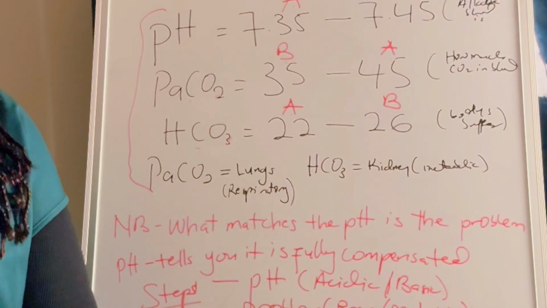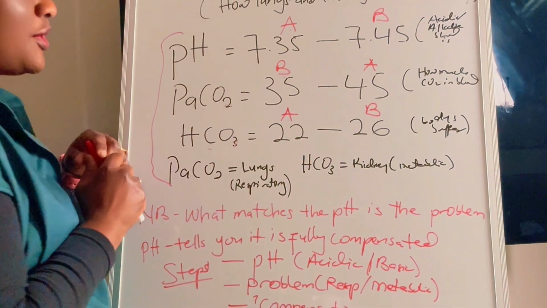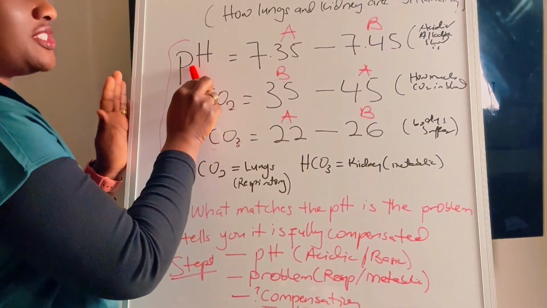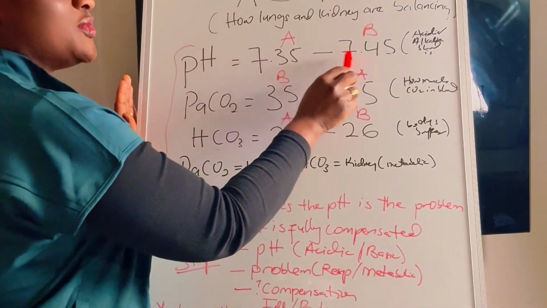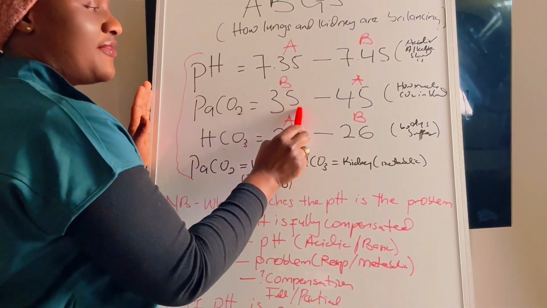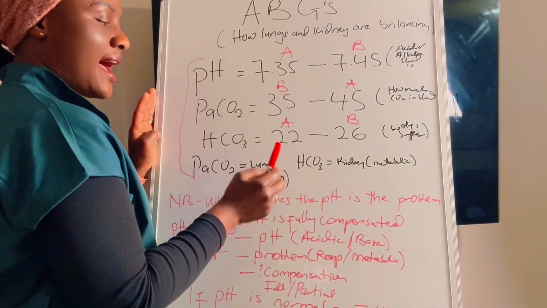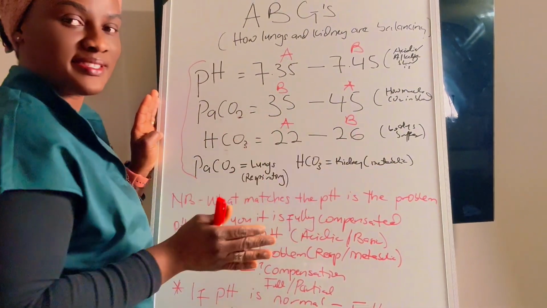Okay, so guys, this is just a visual of all that I was talking about. Okay, so this is your pH. It is 7.35 to 7.45. Your PaCO2 is 35 to 45. And then your HCO₃, or your bicarb, is 22 to 26.